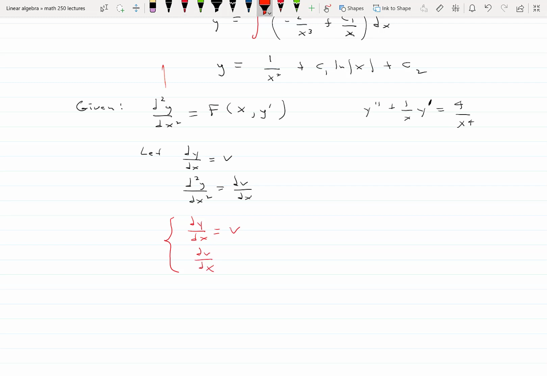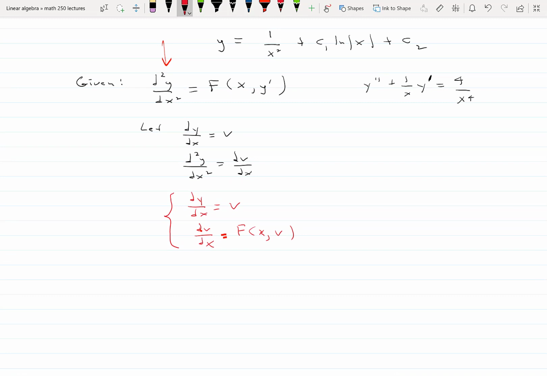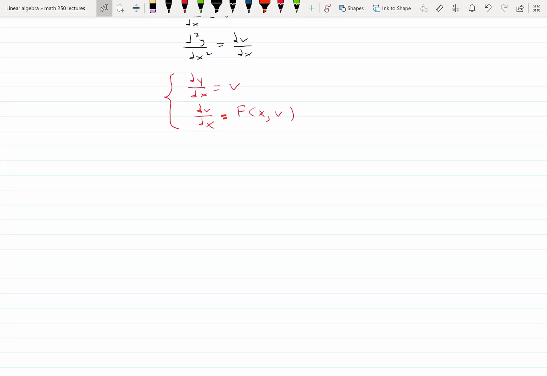Again, the substitution right there, dv dx equals f of x and v. V is dy dx. So we get a pair of differential equations. You solve the second one first for v, and then you substitute that into the first one and integrate to get the solution. Okay. Well, let's take a look at another problem.